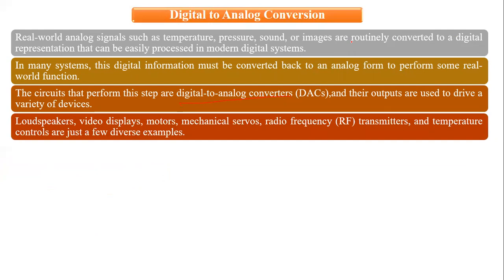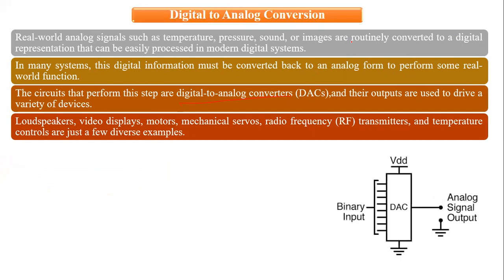The best examples are your loudspeakers, video displays, motors, mechanical servos, radio frequency transmitters, temperature controls, etc. So this is the block diagram representation, or a diagrammatic representation, of a D to A converter. We feed binary inputs to the D to A converter and we get some signal output based on its internal working. The analog representation of the given samples is received, right? So it depends upon the internal structure of the D to A converter.